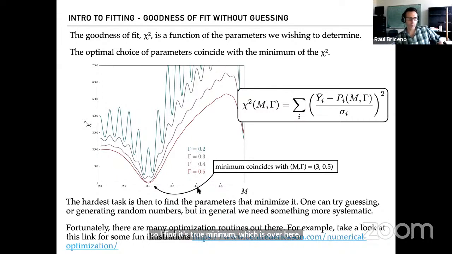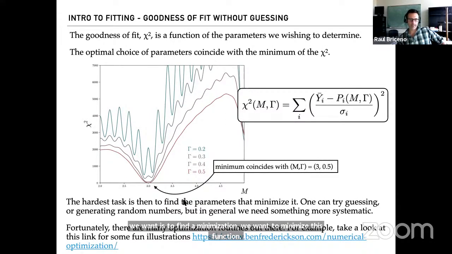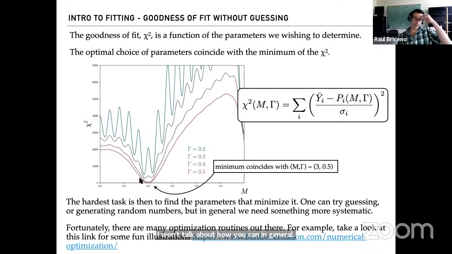So what we basically want is to find a minimization. I won't talk about how you can, in general, find these minima; this is always a challenging task. There are many routines out there for finding the minimums of multivariable functions. The simplest way you can imagine is to do a scatter plot in the two-dimensional plane of m and gamma, picking random numbers and brute-forcing your way to the minimum. Fortunately, there are many optimization routines out there.